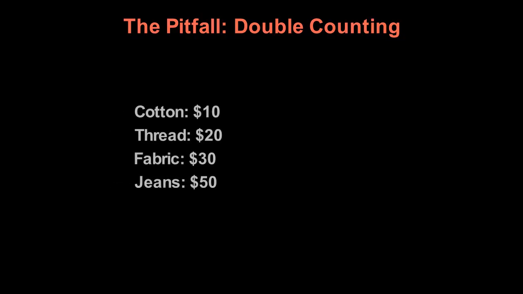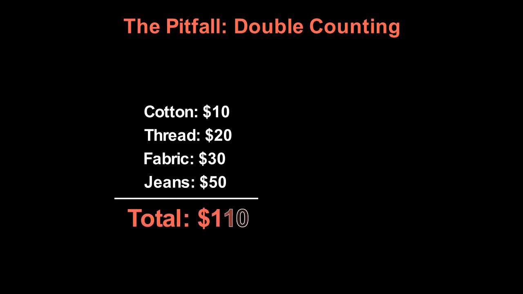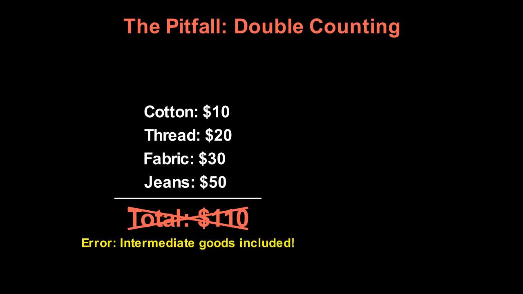Let's stick with our example of the jeans. If we counted the sale of the cotton, then the sale of the thread, then the fabric, and finally the jeans, we would end up with a massive number. This is called double counting. We cannot count the intermediate goods separately if they are already included in the final price. The value-added approach solves this by looking strictly at the new value created at each step of the production chain. It ensures that the sum of the parts equals the whole.